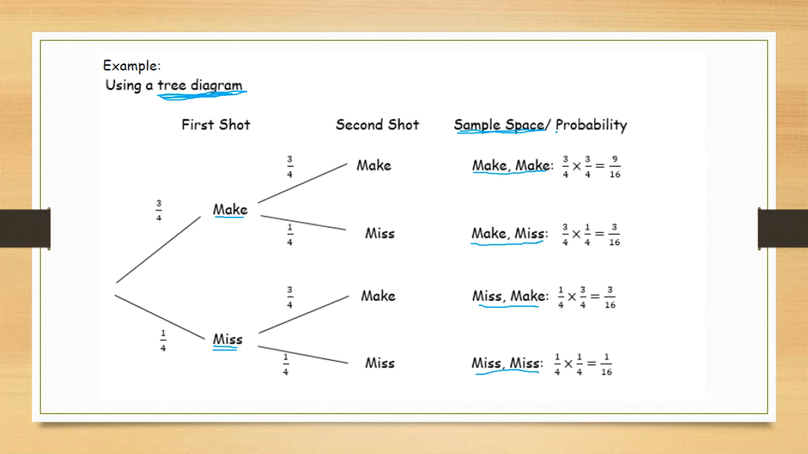And then to work out the probabilities, when we go along the branch, we multiply. Later on, we'll get to the point where we add 2 branches together. So if we were finding the probability that he makes 1 and misses 1, we would add these 2 numbers together. It would be 6 in 16. But we'll get to that in a future lesson.